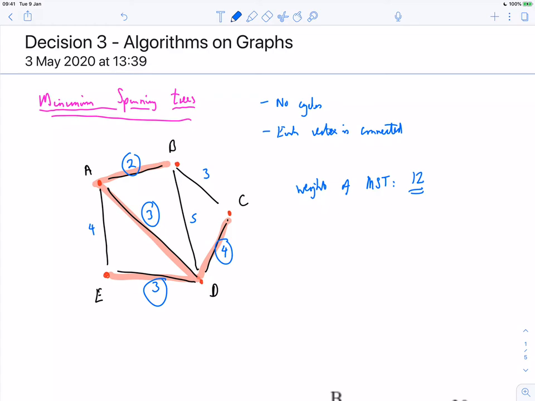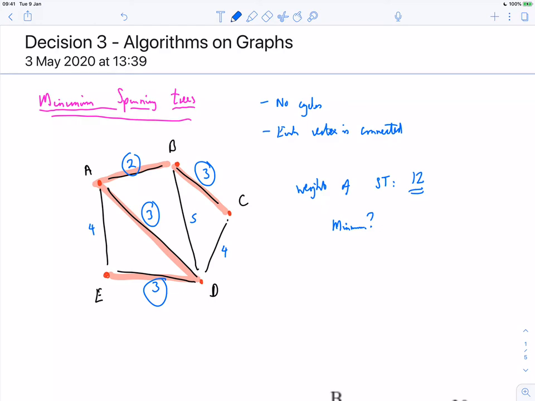The whole point of today is looking at different algorithms for calculating a minimum spanning tree, because although I've found a spanning tree, an ST, is this necessarily the minimum? Is there a better way of doing it? For example, I could take this 4 out, and instead of making a connection there, I can clearly save 1 by making a connection to 3 there. So this clearly has a weight of 11, and so on.